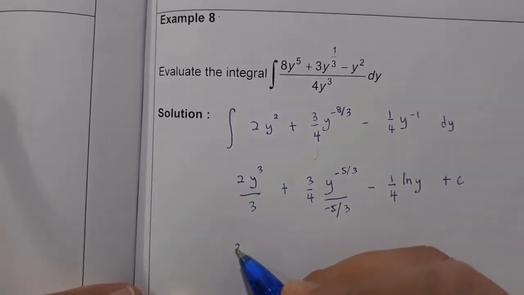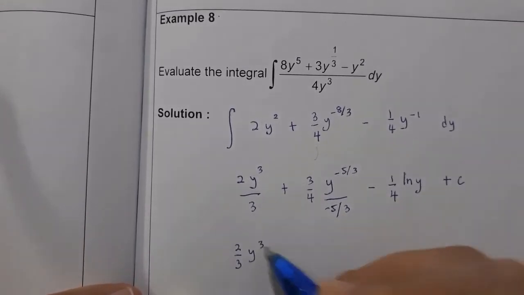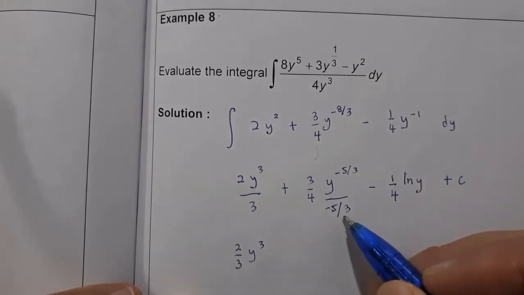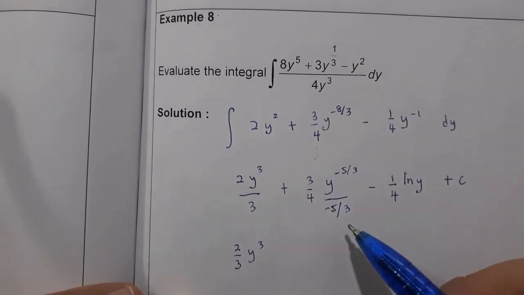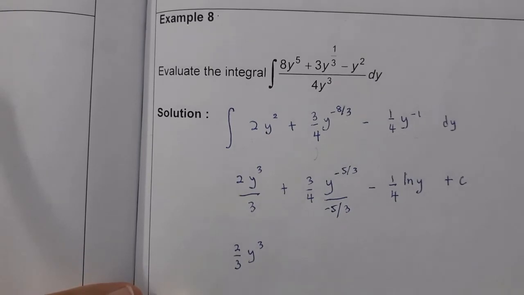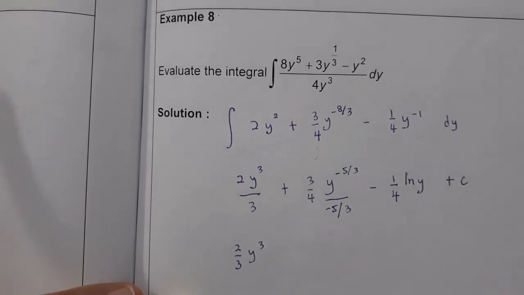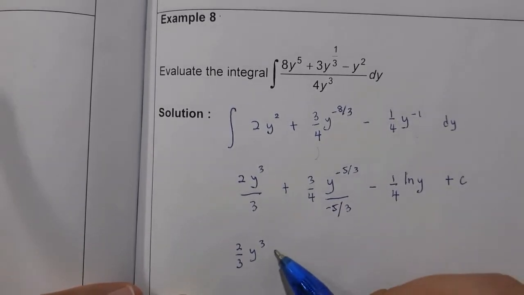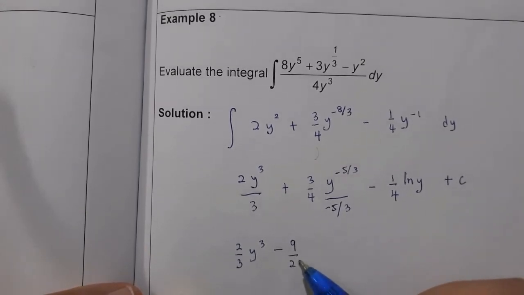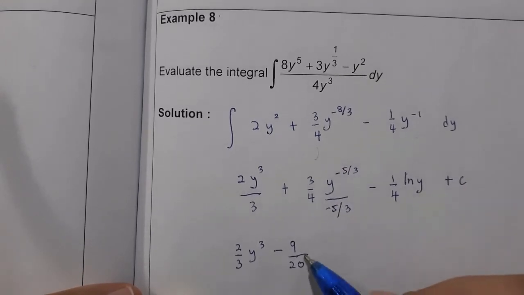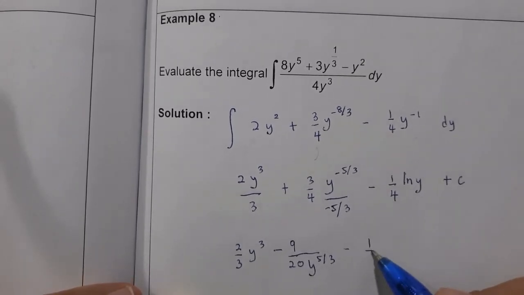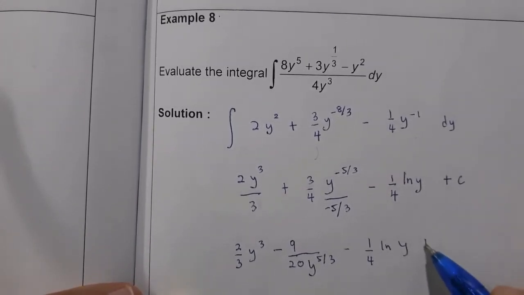Simplify. 2/3 y cubed. Bring 3 up, or we can multiply 3/4 multiplied by negative 3/5. We get negative 9/20 y^(-5/3), so a negative power, we can bring it down. y^(5/3) minus 1/4 ln y plus c.